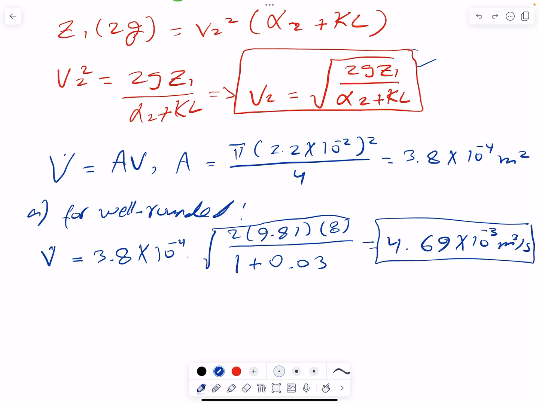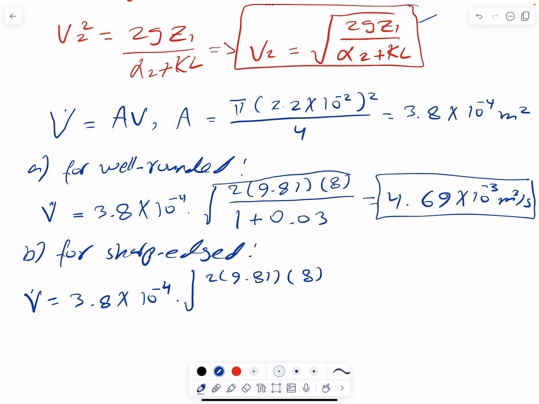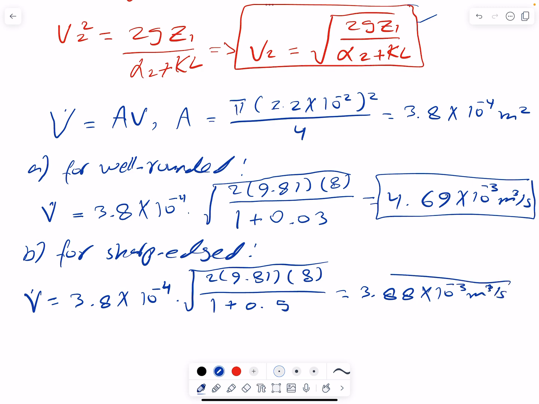Now for B, which is for sharp edged, V dot equals 3.8 times 10 to the power minus 4 multiplied by the square root of 2 times 9.81 times 8 divided by 1 plus 0.5. If you put this in your calculator, you will get 3.88 times 10 to the power minus 3 cubic meter per second. So this is the V dot for well-rounded, and this is the V dot for sharp edged.